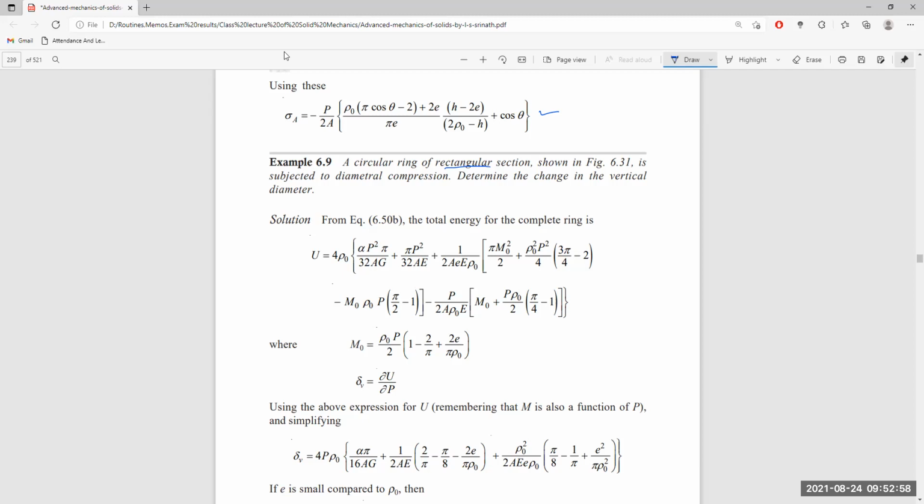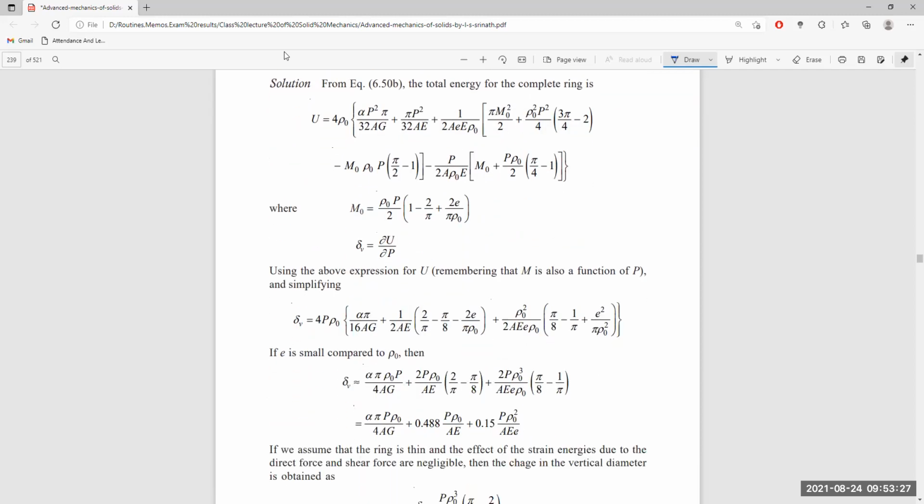Delta U by delta P means the rate of deformation, the rate of change of energy with the change in the external load P. So using the above equation for U, remember that m is also a function of P itself. So this equation is reduced to a certain extent, and when dU is replaced by dP, we again integrate the portion, and e is very small compared to rho 0 itself. So this portion is negligible, and this portion is also negligible, so these two portions are reduced to here and here.